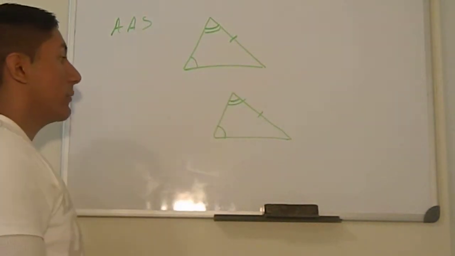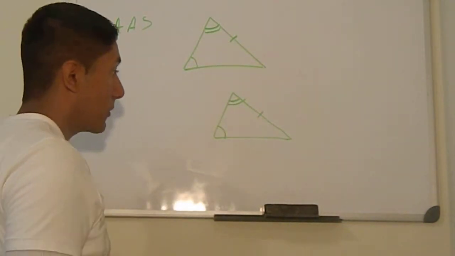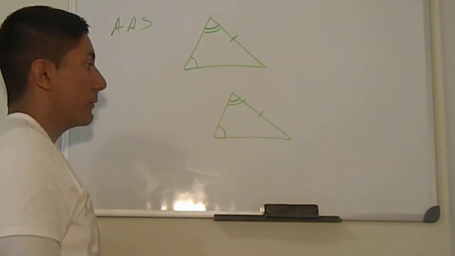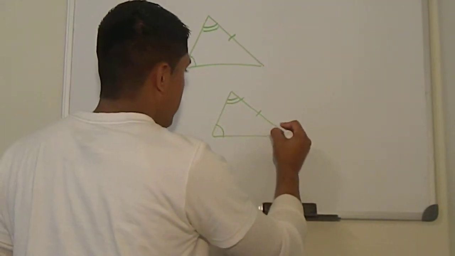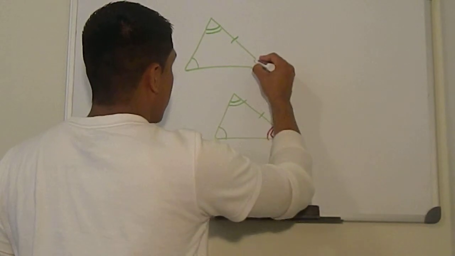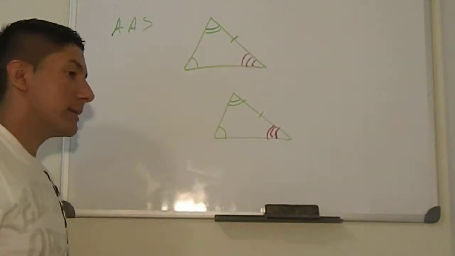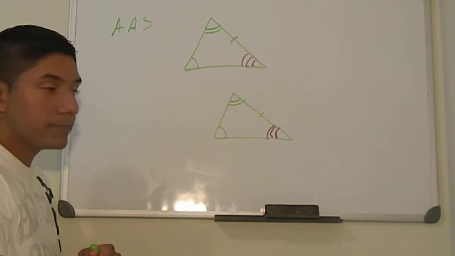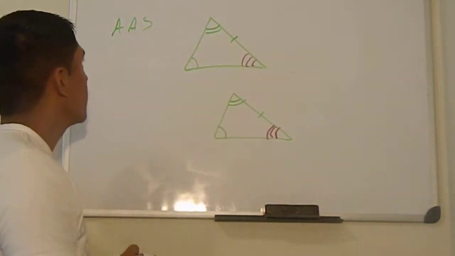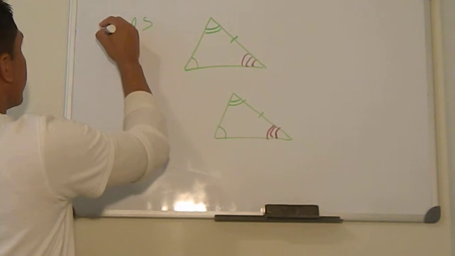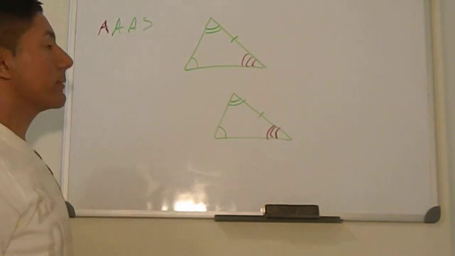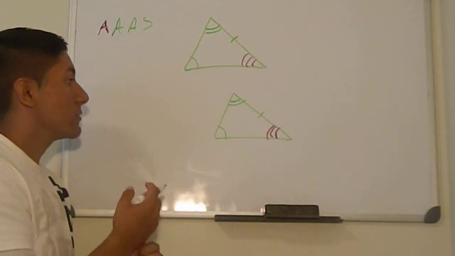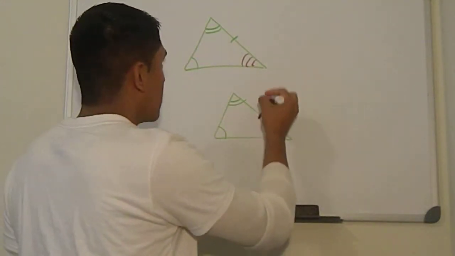we know that a triangle has 180 degrees, correct? So when we have two of the angles, then we obviously, with no doubt, know that the third angle has to be equal, correct? So really now we have angle, angle, angle, side, right? All the angles are equal, and we have a side that's equal.